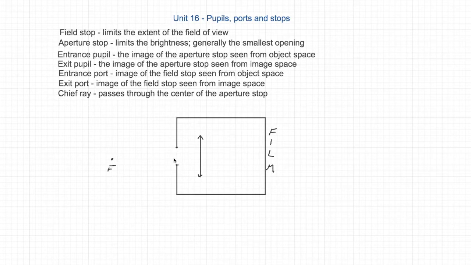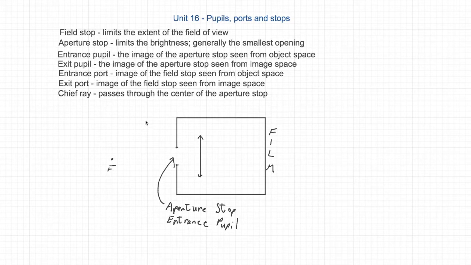The focal point of the lens is about there. And the opening, the shutter, that's the aperture stop. That limits the amount of light that enters the camera. From object space, there's nothing in front of the aperture stop. There's no lens in front of it, so the opening is also the entrance pupil.